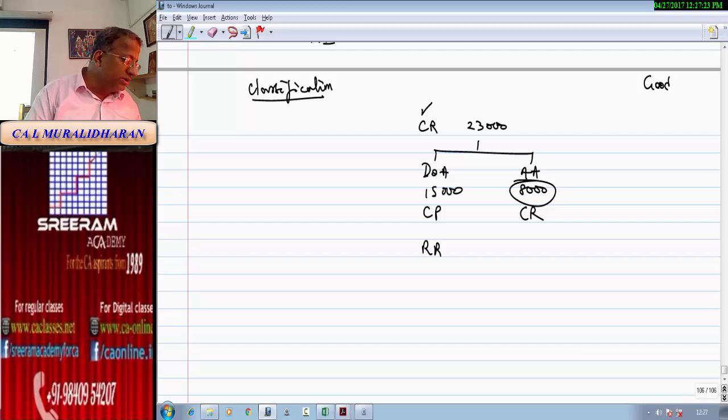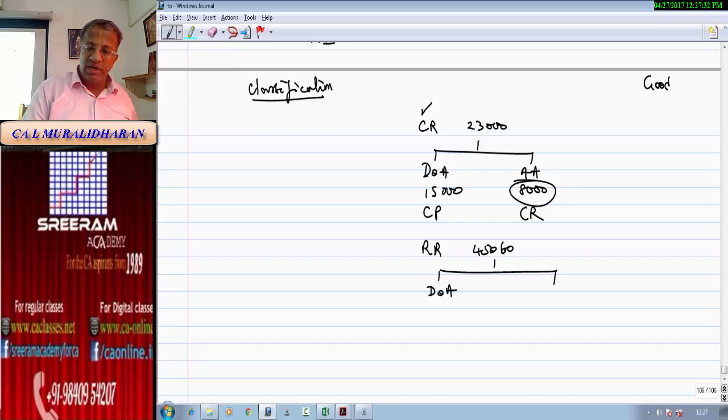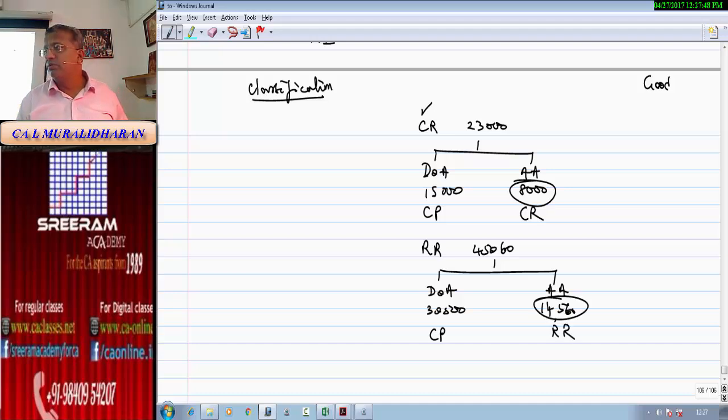Then revenue reserve. Revenue reserve 45,060 on the date of acquisition and after acquisition 30,500, 14,560. This is capital profit. This being revenue reserve. Please just check up the total. Yes, sir. Is that balancing figure correct? 14,560.